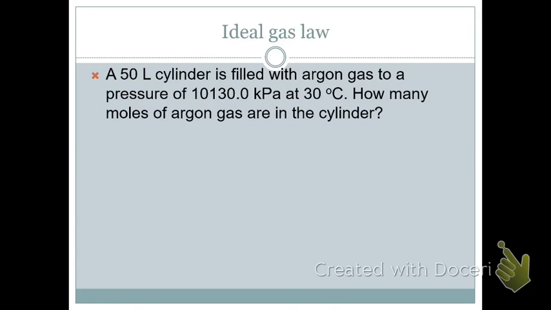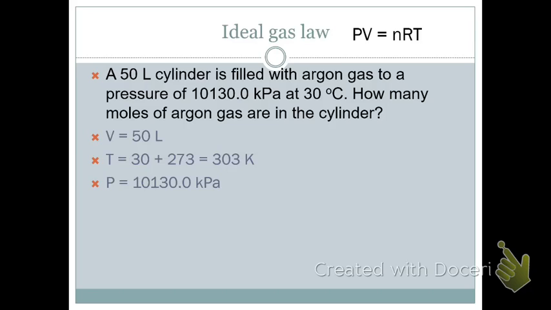So let's look at all the parts of this. My volume is 50 liters. Temperature is 30, and I add 273 to get 303 K. Pressure is 10130.0 kilopascals. Don't get confused. I know it looks like the standard, but this pressure is not 101.3 kilopascals. That's a whole different one. My R value for this is 8.314.